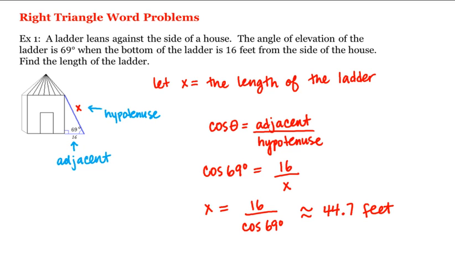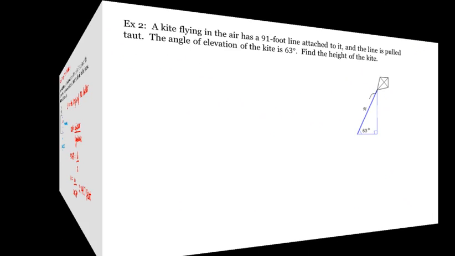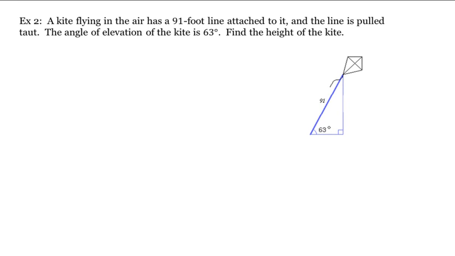Let's look at another example. A kite flying in the air has a 91-foot line attached to it, and the line is pulled taut. The angle of elevation of the kite is 63 degrees. Find the height of the kite. So let's let x equal the height of the kite.